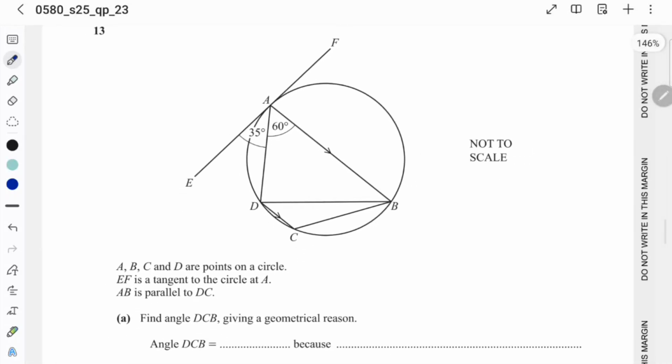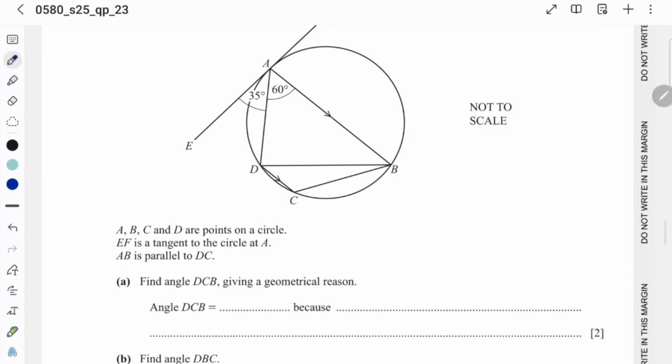Now come to question number 13. Angle properties of circle. We can see in the question there are parallel lines also, alternate segments also, cyclic quadrilateral also. Let's see what they are asking here. A, B, C, D are the points of the circle. EF is a tangent. If the tangent is there, then obviously it is an alternate segment question. EF is the tangent to the circle at A, and AB is parallel.